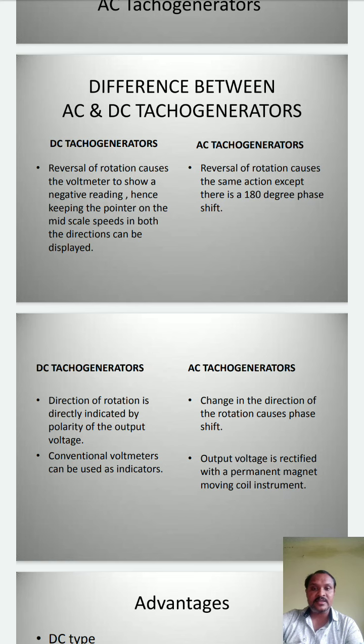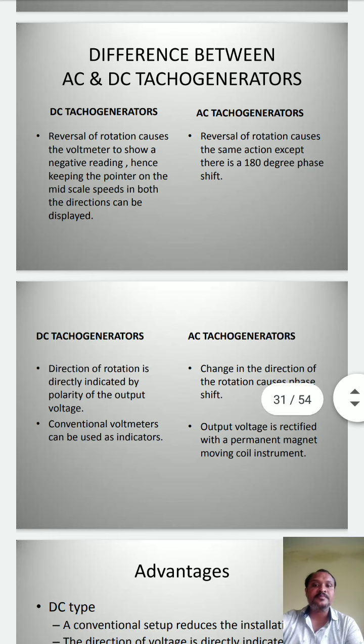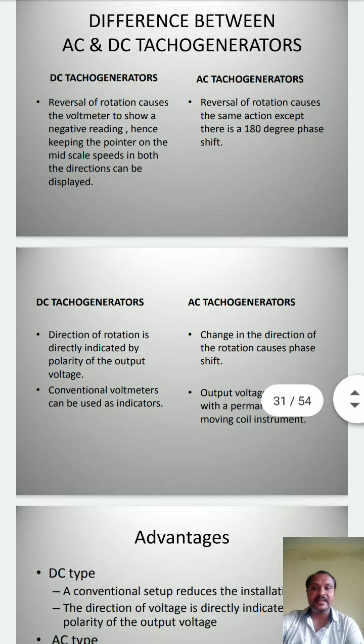In AC tacho generators, reversal of the rotation causes the same action, except there is a 180-degree phase shift. So here we are considering a 180-degree phase shift. That's why it is a simple difference between the DC and the AC.